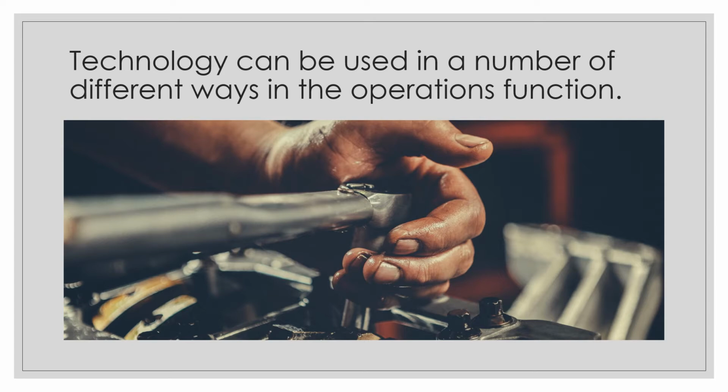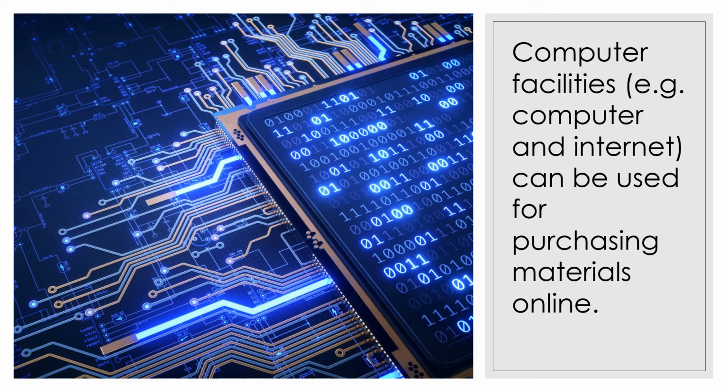Technology can be used in a number of different ways in the operations function, and we are going to have a look through at the different ways in which technology is used and the different forms it can take. The most obvious first one that we think about is obviously our computer facilities. We're all probably sitting in front of some sort of computer facility right now, and they can be used for purchasing your materials online, doing reorders of stock, and also looking up maybe competitors' sales figures and things like that. So your computer and internet machinery can help you in various different ways in your operations department.